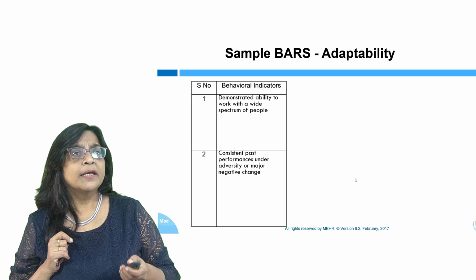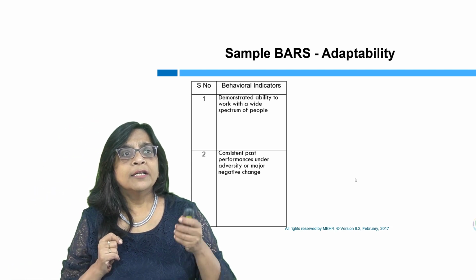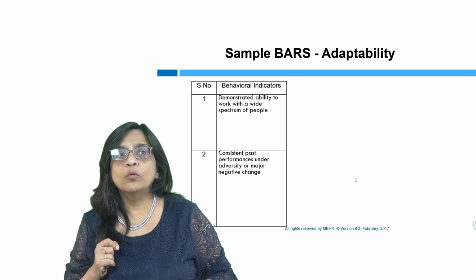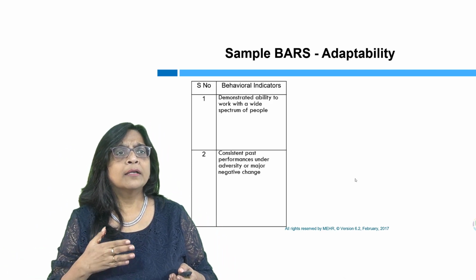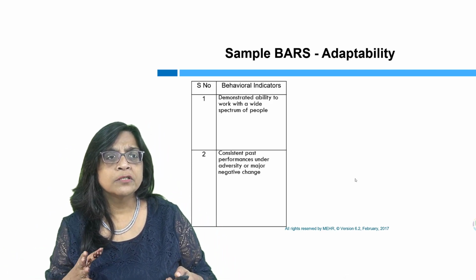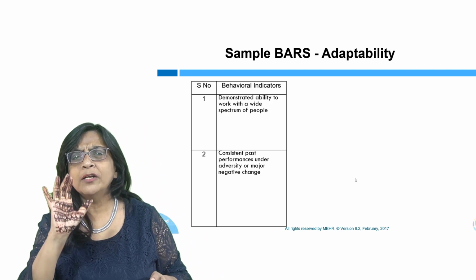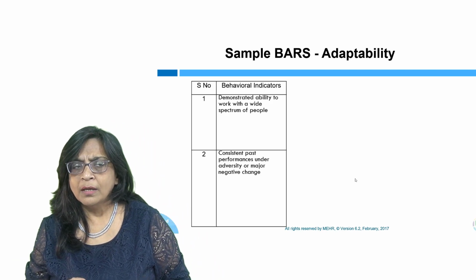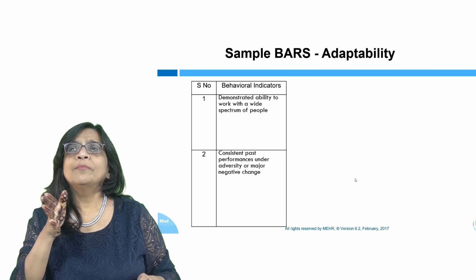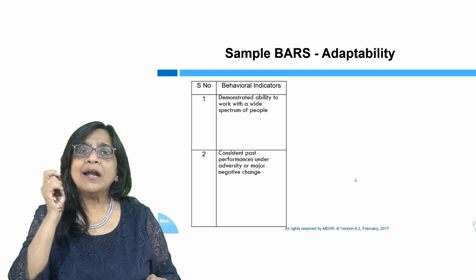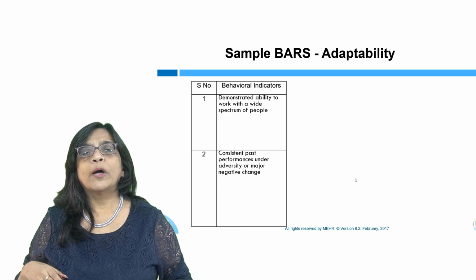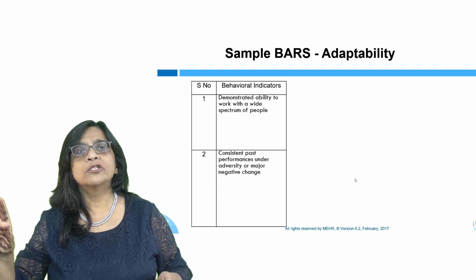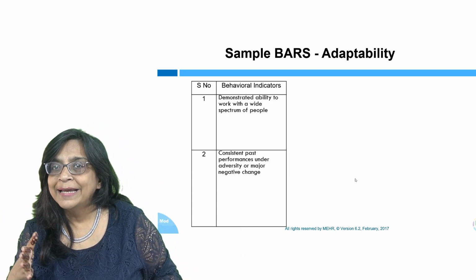For instance, for adaptability, we're saying: demonstrated ability to work with a wide spectrum of people, and consistent past performance under adversity or major negative change. So we have taken 2 of the indicators here. Let's see whether we can put them into levels. At level 1, let's say there are 20 people whom you are interviewing, the person has not demonstrated that skill. It's normally a negative statement.